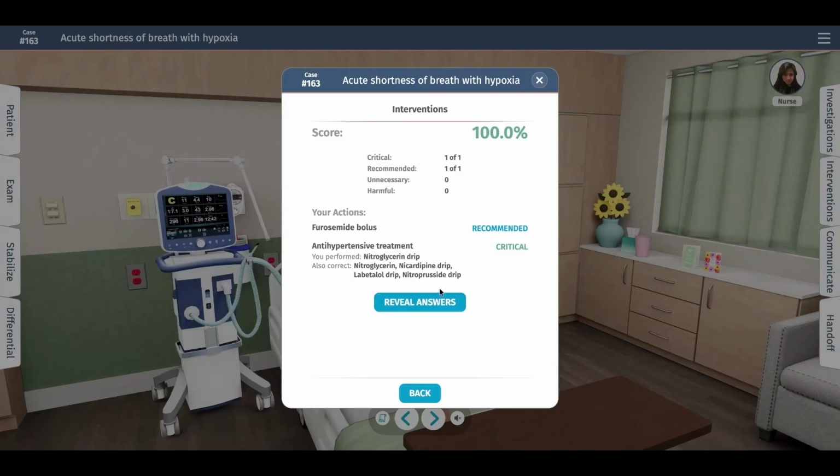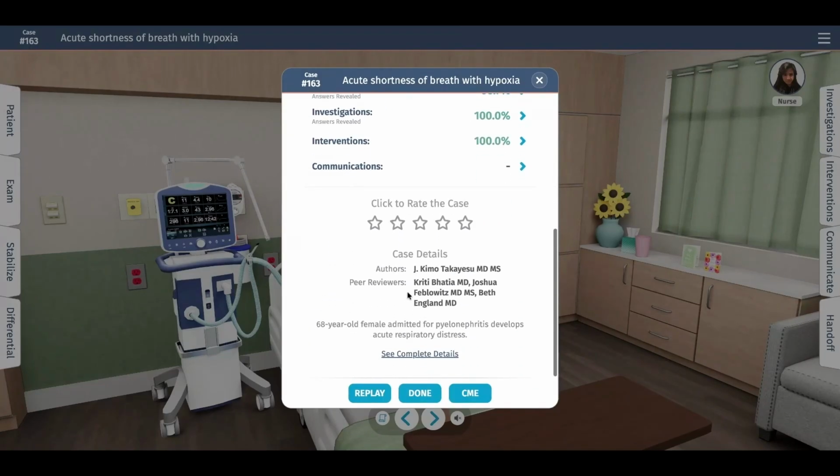Nicardipine, labetalol, nitroprusside. I would honestly be pretty careful with the labetalol drip. I've never used one. I've never seen one used. Nitroprusside drip, it's just really fallen out of favor for the most part. I don't think I've seen a nitroprusside drip in like 10 plus years. Which we could talk about, but you could do a whole video about that.